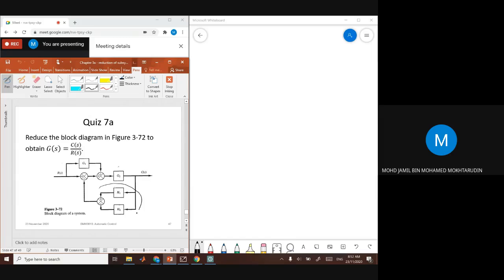Okay. So for parallel, you need to look for the pick-off point here, and then it splits into two, and then it will meet back at the same summing junction. So it splits from the same pick-off point and then meets again at the same summing junction. So if you have this kind of characteristic, then it is parallel. Okay. So H1 and H2 are parallel. So, step one.